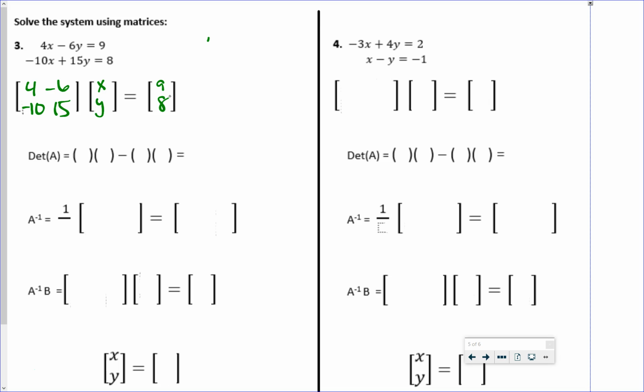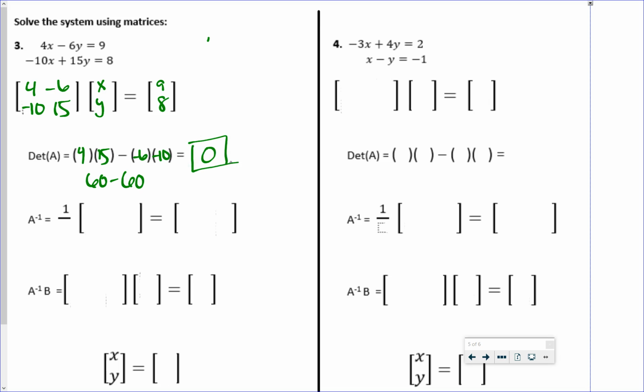Langston, how do I find the determinant for matrix A? Multiply the numbers. What numbers? 4 and 15 and negative 6 and negative 10. All right, what did that give you? 60 minus 60. Which is what? 0. Popcorn. We're done.